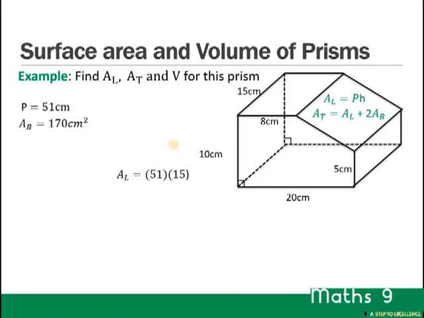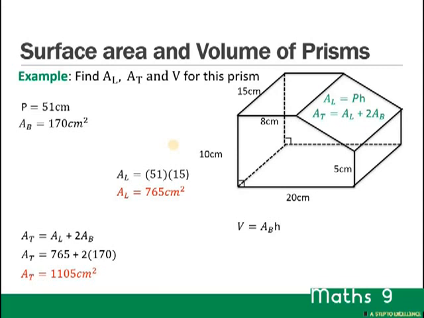So AL is perimeter times h, which is 51 times 15, which is 765 centimetres squared. AT is AL plus 2AB, which is 765 plus 2 times 170, which is 1105 centimetres squared. And the volume is AB times h, which is 170 times 15, which is 2,550 centimetres cubed.